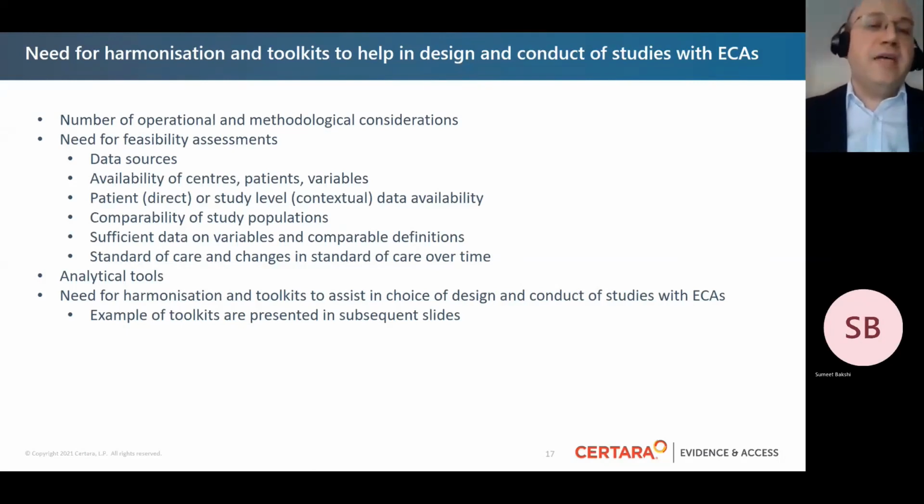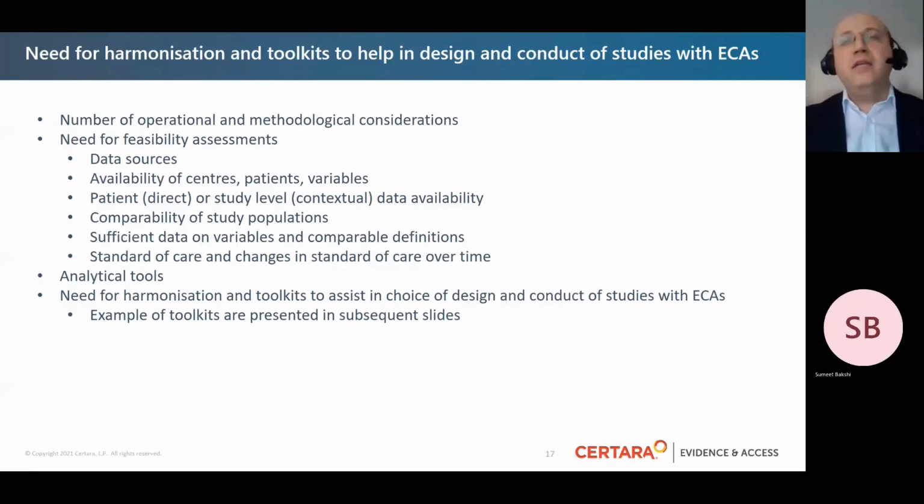The following few slides will provide some examples of toolkits which could be used in conducting historical or contemporaneous control arms. They are not directly relevant for synthetic control arms, as synthetic control arms will require some specific additional considerations, and as soon as toolkits for control arms are ready, we may provide some additional separate presentations on this.